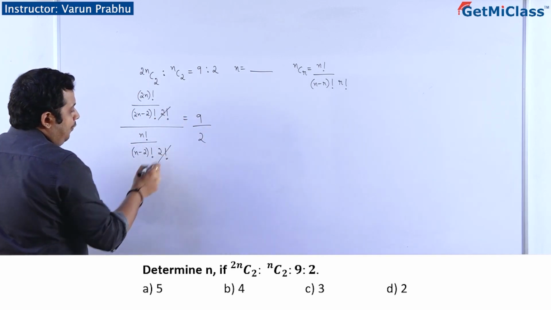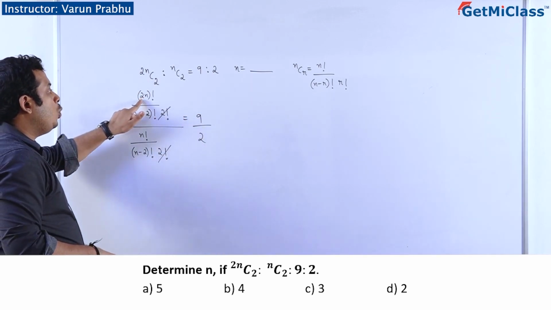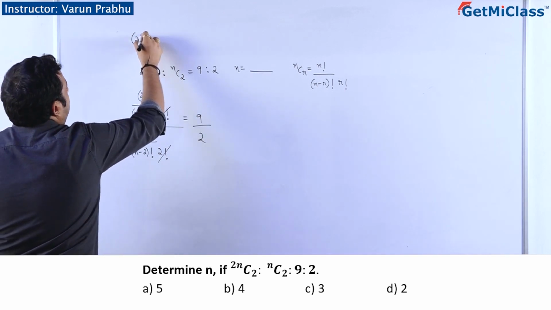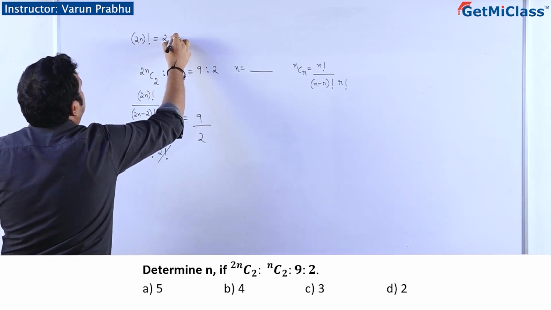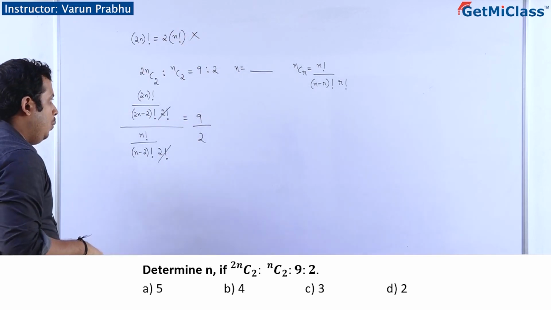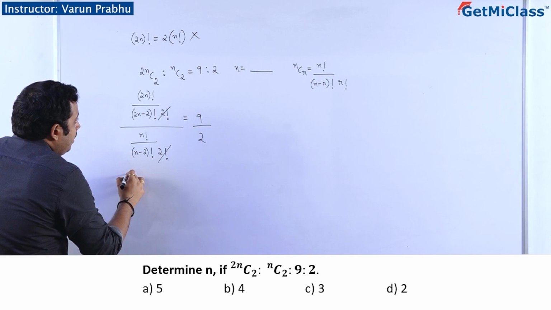Obviously, you can see that 2 factorial cancels. (2n)! is not the same as writing 2 times n factorial. This is wrong. Is it okay? So what you have to do is write like this.